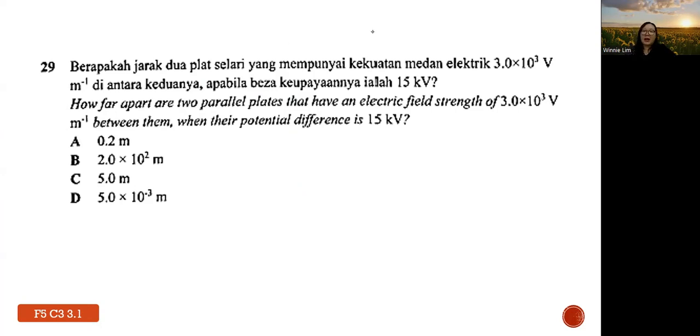Okay, so for this, you need to recall the formula for electric field strength. Generally, you have two formulas for electric field strength. One is for a point charge, another one is for the parallel plate. For a point charge it equals force per unit charge. Then for the parallel plate it is the voltage, the potential difference, over the distance between the two plates. So we are using this one now. They are giving you E and also V.